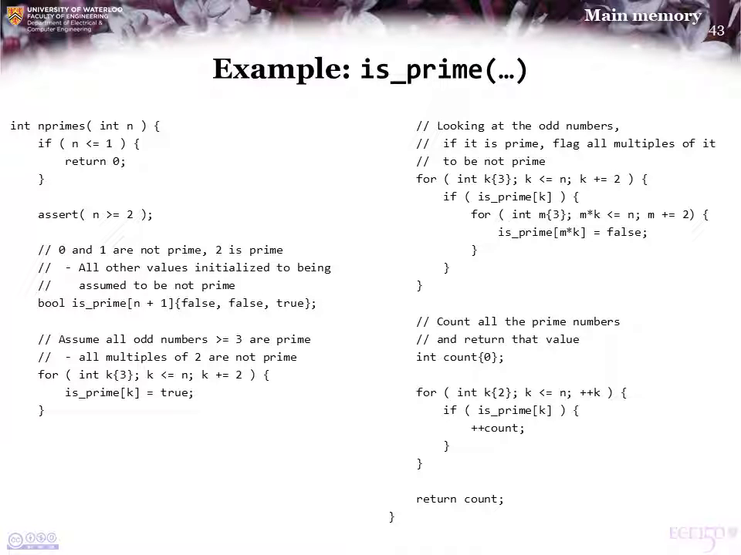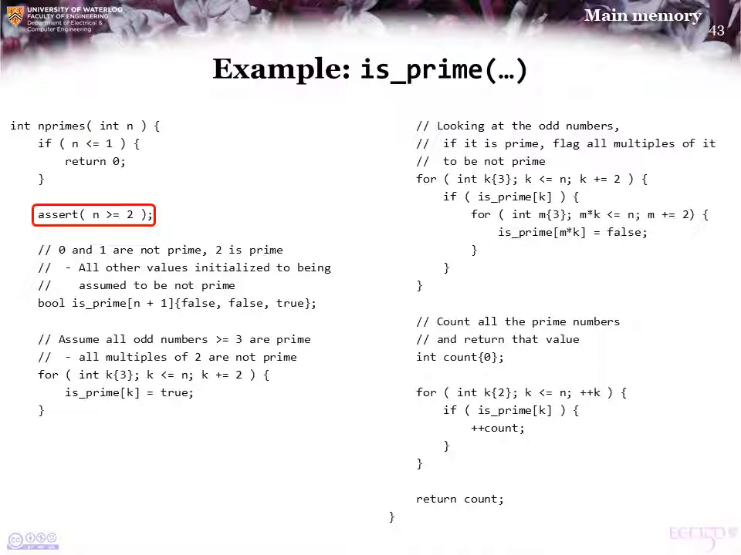Here's the n-primes function. Now, you don't have to actually understand this function to get this example, but I'm just going to step through the logic of this function. There is a parameter n, and it is of type int. First of all, negative numbers are not prime, and neither is 0 nor 1. So if n is less than or equal to 1, I'm just going to return 0.